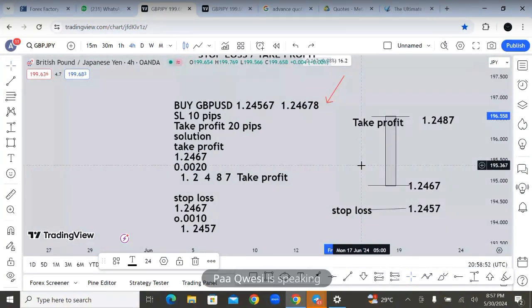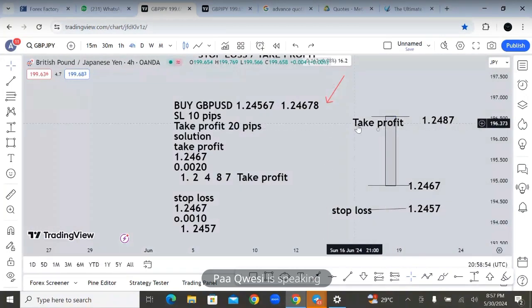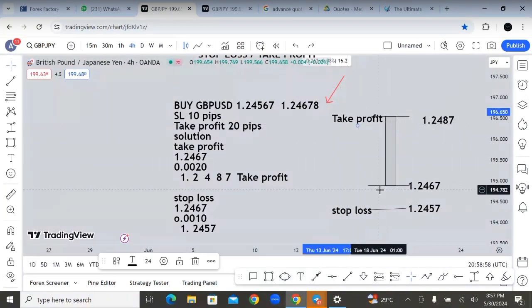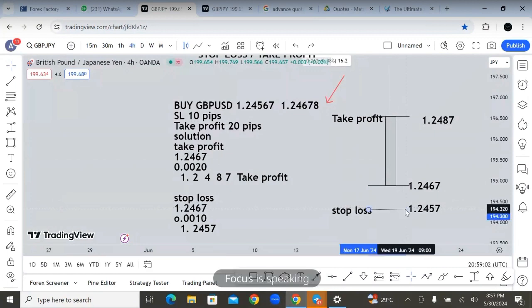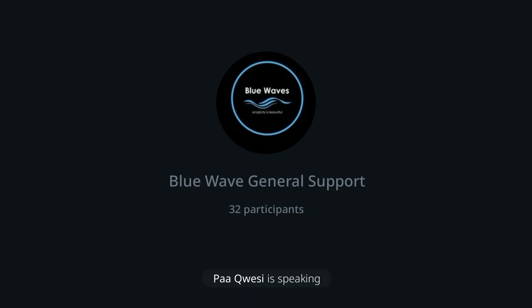Okay, this is the price for the take profit. Is it understood? Any question? No. Any question on what I did?